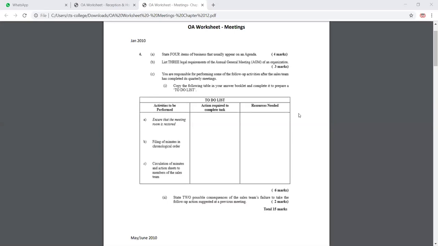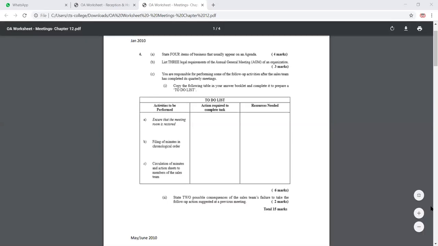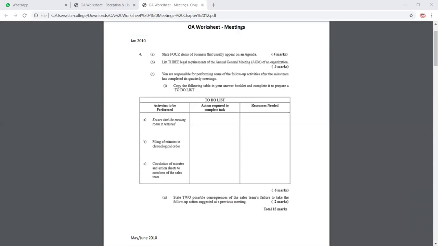So let's take a look at it. Now, in this to-do list, it said action required. Action, that word tells you it is singular. Therefore, under each one of these columns, we have to put down at least one answer, right? You don't have to put more than one. One answer will be correct. Understood?